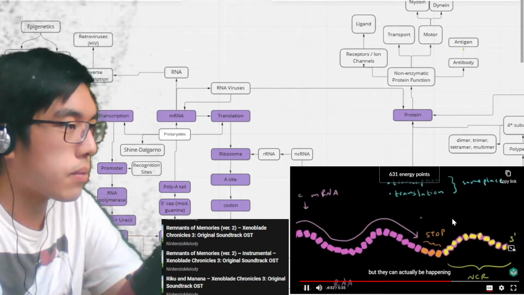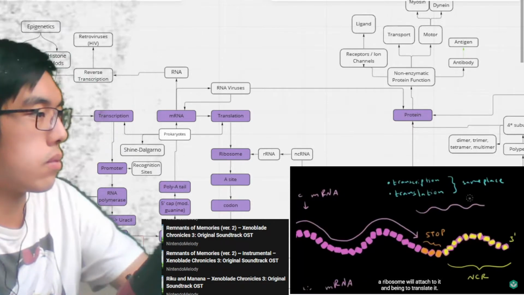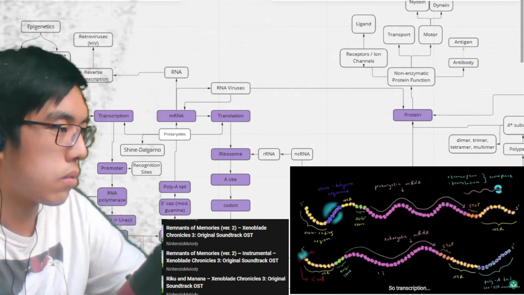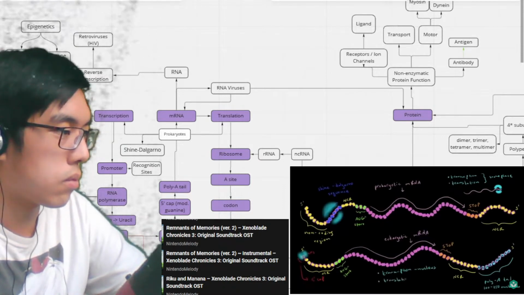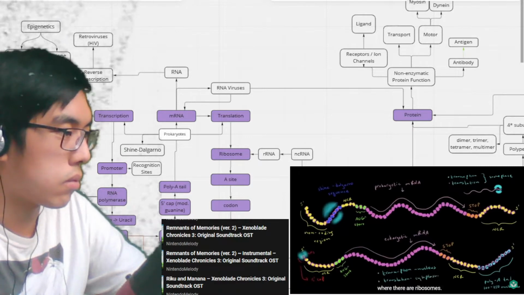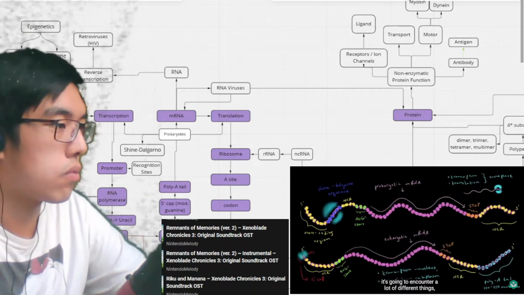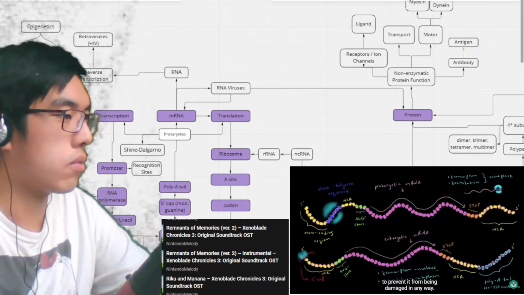In the same place, but they can actually be happening at the same time. So you can have a piece of mRNA that's being formed, and while it's being formed, the ribosome will attach to it and begin to translate it. But in eukaryotic cells, things are a little bit different. So transcription happens in the nucleus, and translation happens in the cytoplasm, where there are ribosomes. And so the mRNA, after it's made, has to travel from the nucleus to the cytoplasm to where the ribosomes are. And so because it's traveling this relatively large distance, it's going to encounter a lot of different things, including enzymes that might break it down. And so it needs this extra protection to prevent it from being damaged in any way.